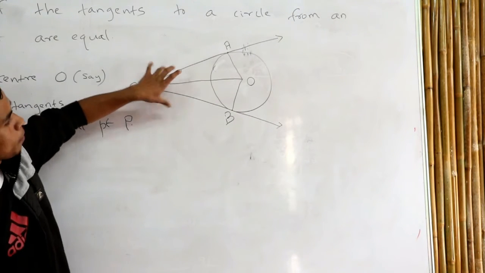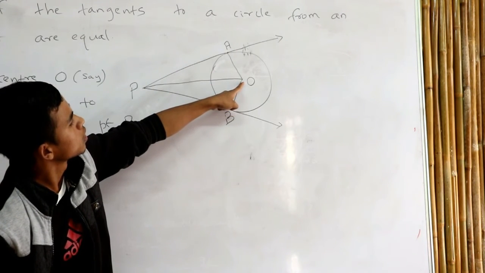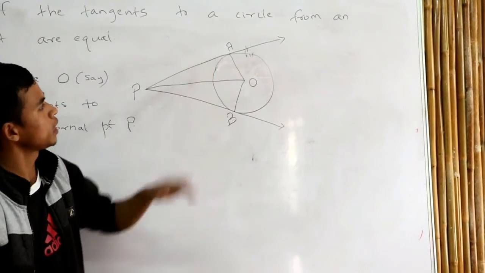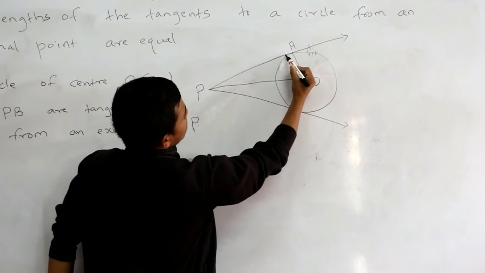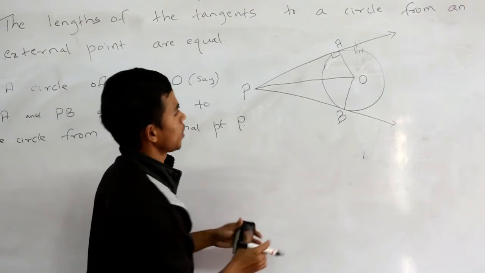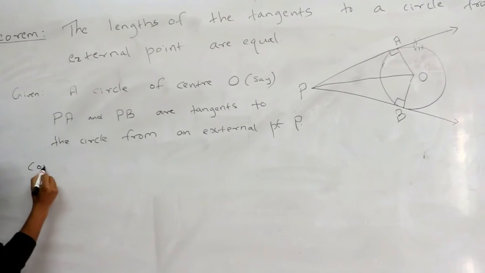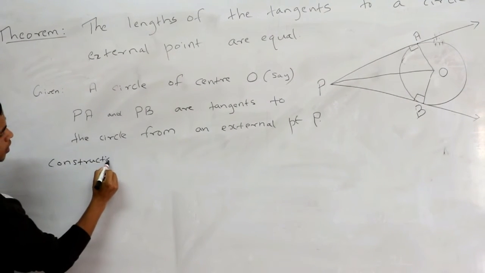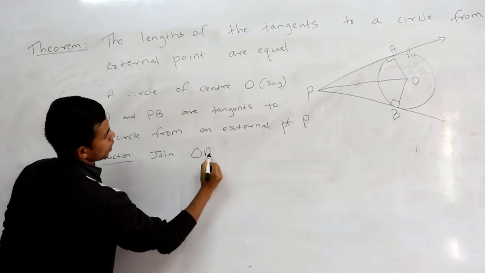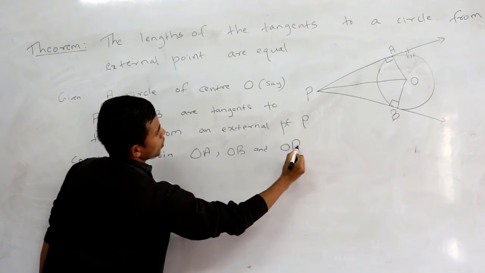Then as you can see from here, this is a tangent and this OA is a radius of this circle through the point of contact. So by that first theorem that we have done, this angle will be a right angle. So similarly, angle B will be a right angle. So the construction here is we join OA, OB and OP.